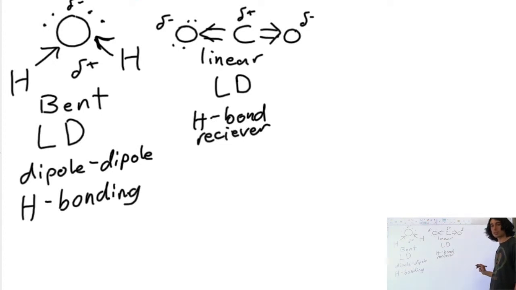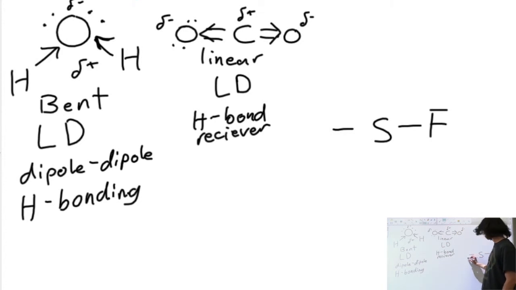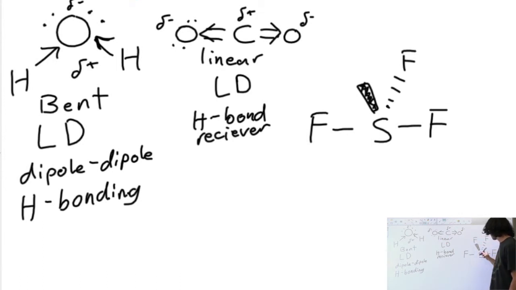The last molecule I'd like to look at is, we'll do sulfur tetrafluoride. Where I use this hash and wedge notation to indicate three-dimensional structure. The hash is going into the board and the wedge is coming out of the board.